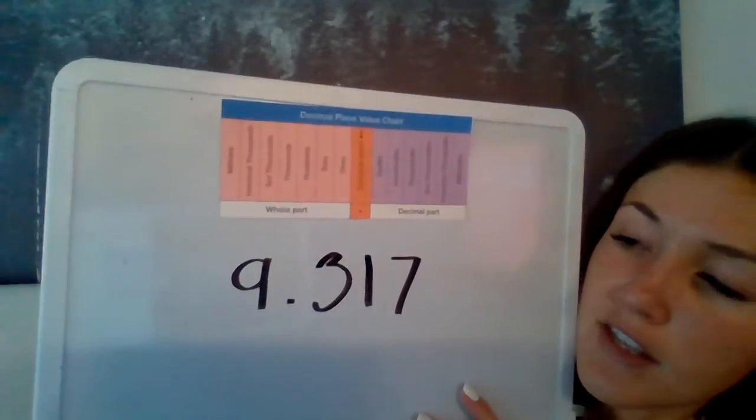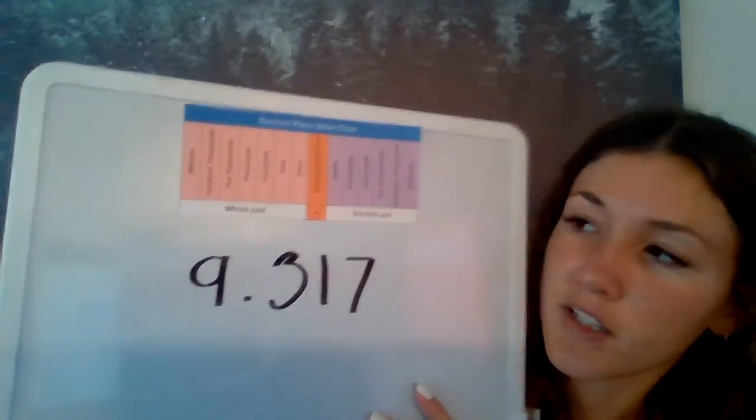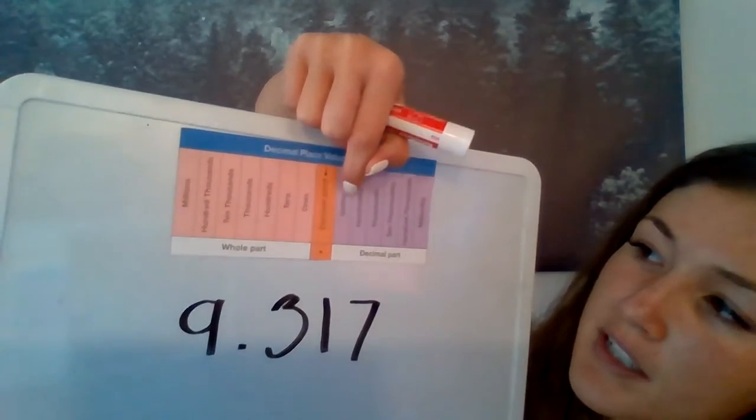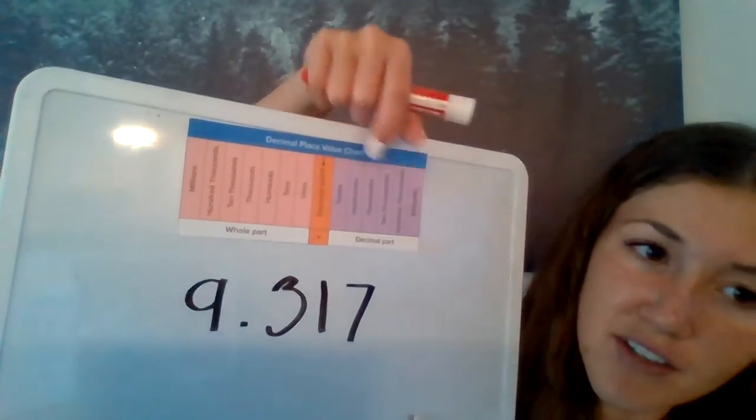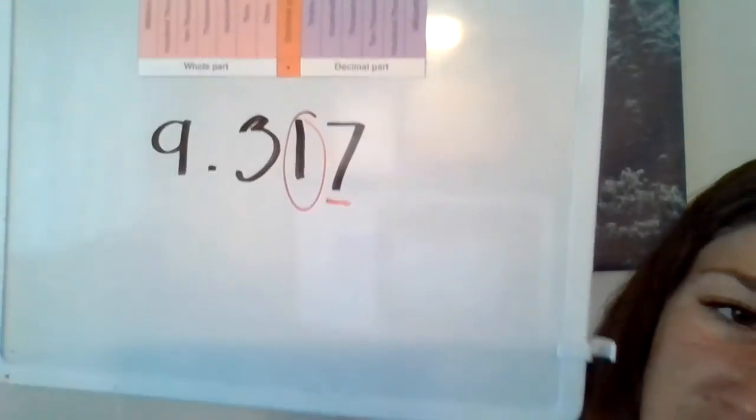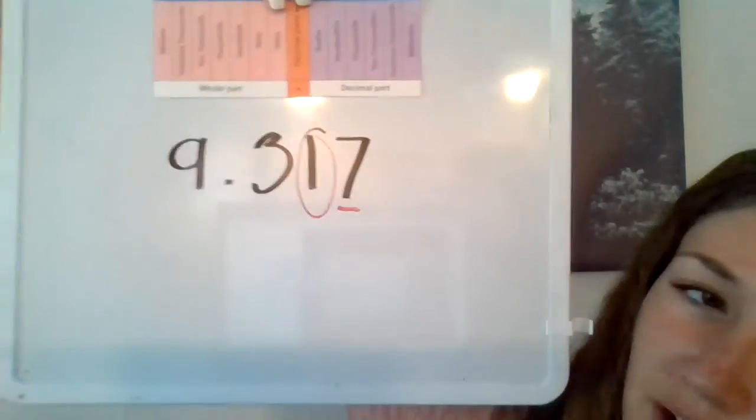The nearest hundredth is the 1, because if we look at our chart, it goes decimal point, tenths, hundredths, thousandths. So I'm circling the 1. And that 7 is going to tell me to raise the 1 when we're rounding. So our final answer, hopefully you got this, is 9.31. Or sorry, 9.32, because we raised that 1.